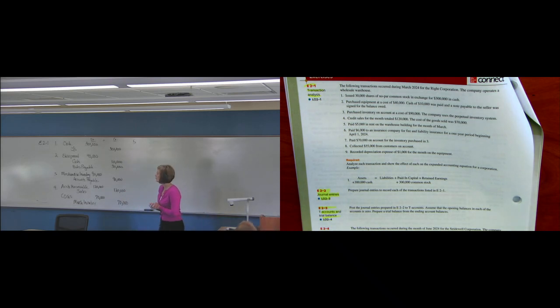Number 5, paid $5,000 in rent on the warehouse building for the month of March. 2 accounts impacted here. Well, when you pay something, what do you use? Cash, right? And this is rent for the month. What category does that probably fall in? I've got to rent a building or a warehouse so I can run my business. Right, expense, yes.